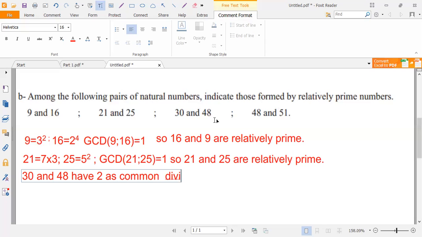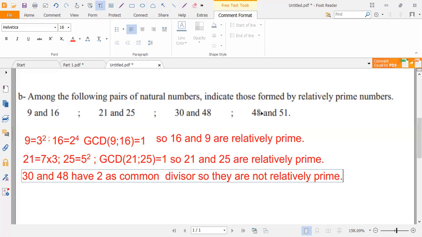So we say that 30 and 48 have 2 as a common divisor. They have a common divisor other than 1, so they are not relatively prime.